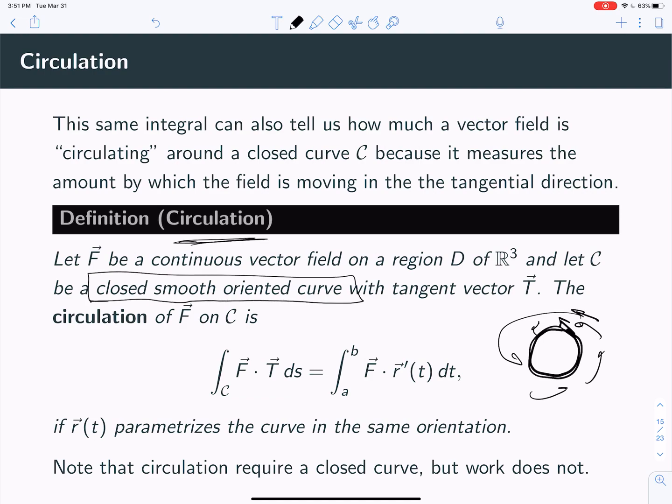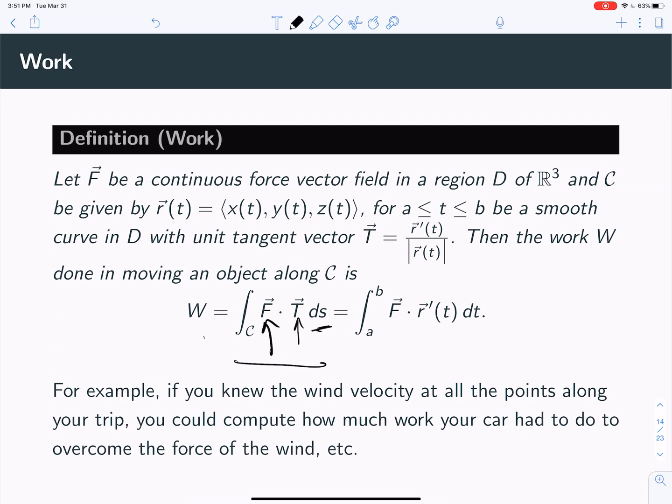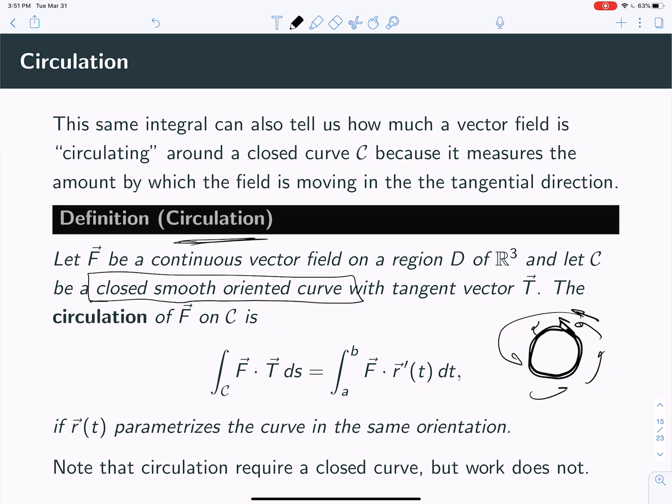Okay, so to have circulation, we have to have a closed curve. Work does not require a closed curve because you could have a path and the wind could blow you along a path. But to talk about circulation, we just want it to be a closed curve. That's the main idea there.